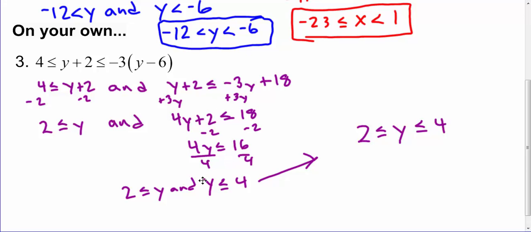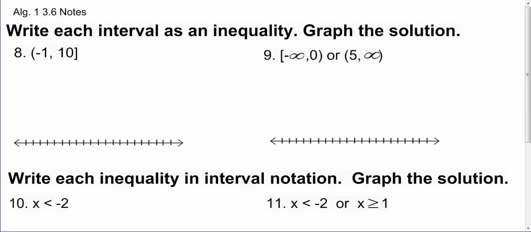I went through and solved both of these for y. You can follow my work on that. And I got 2 less than or equal to y and y less than or equal to 4. And then I combined them into the one solution you see here, 2 less than or equal to y less than or equal to 4. A little tricky, but you can handle it.